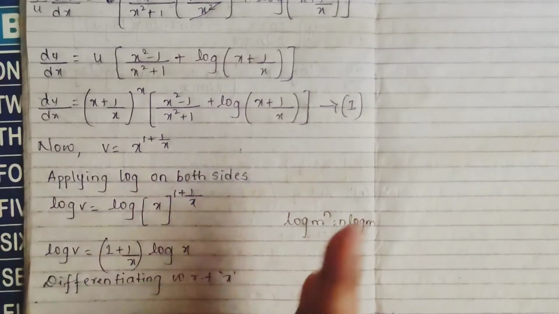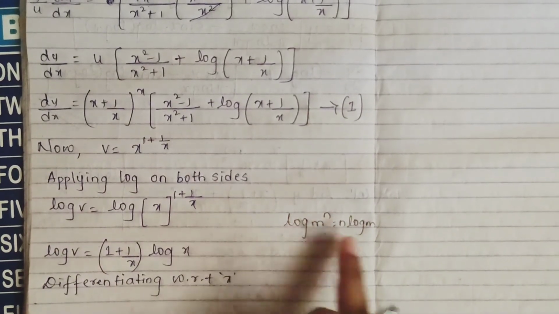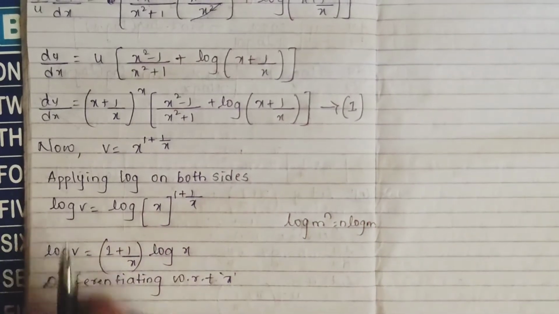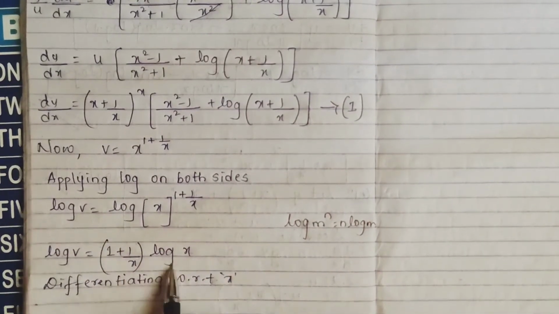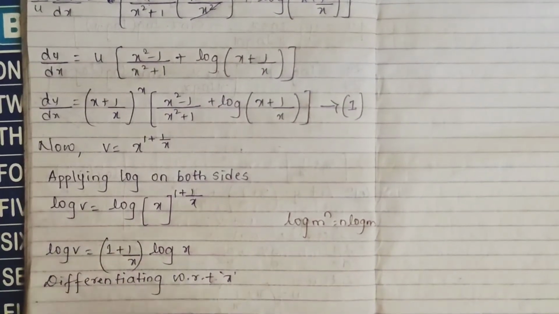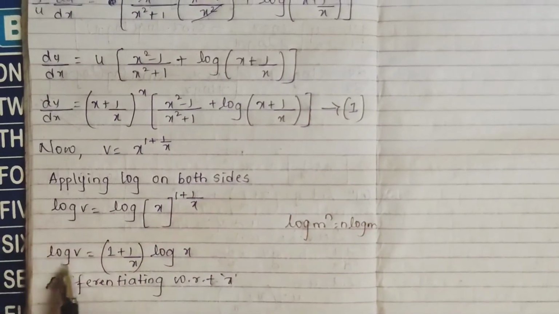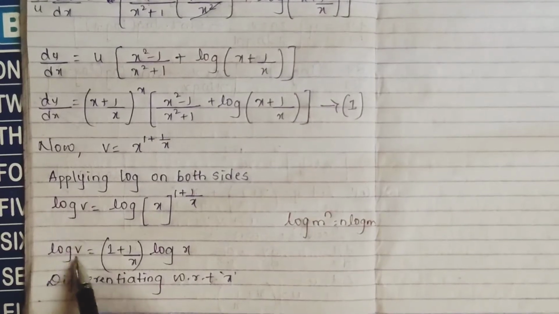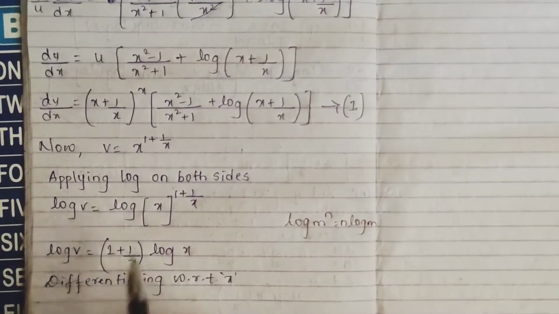See, for your reference, write here which identity you are using. Every time I am writing, so please you also write it. Then log v, it is the same, n log m. Now what we do, we differentiate with respect to x. So log v differentiation will be 1 by v. Here x is taken by v, so again the differentiation of v will be dv by dx.